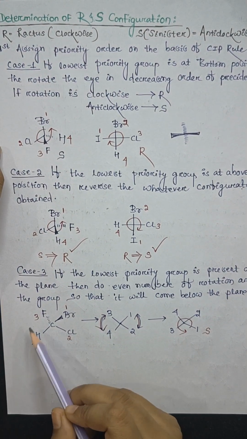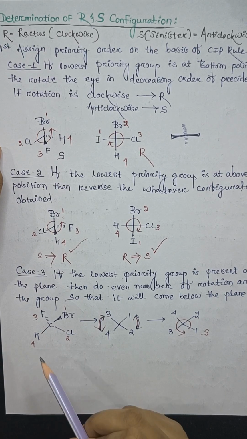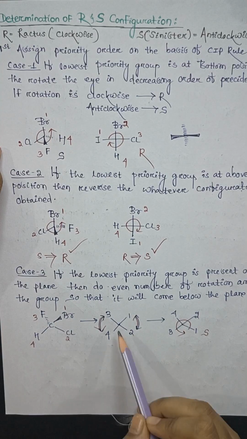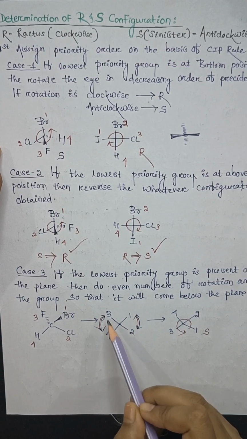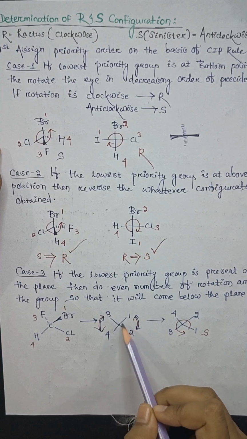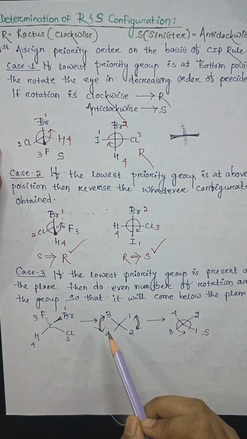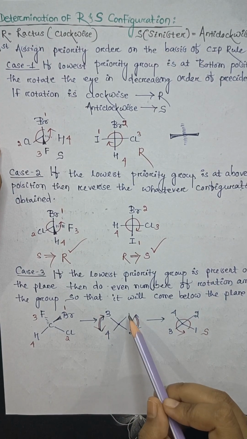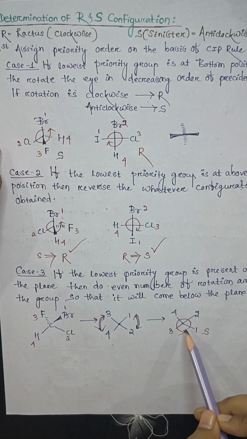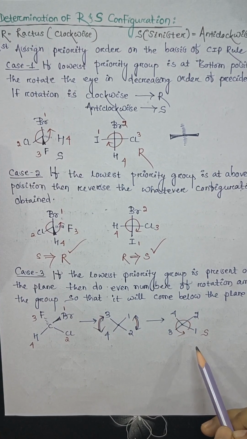Suppose here are the different groups. Bromine will be first priority, chlorine second, fluorine third, hydrogen is fourth. The fourth priority is present on the plane. Suppose we denote it like this: 1, 2, 3, 4. Here the third group is present below the plane and 1 is present above the plane. So we have to interchange between these two and these two also, an even number of times. That means 2 times. So 2 will go to this position, 4 will go to this position. Then rotate in decreasing order of priority 1, 2, 3, 4. This is anticlockwise, that means S.